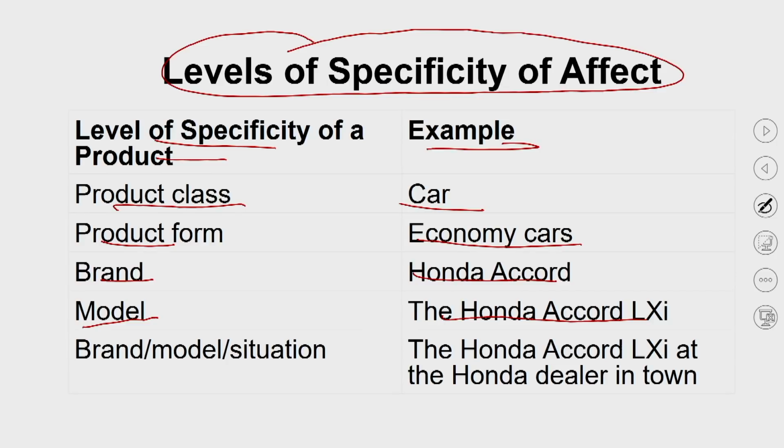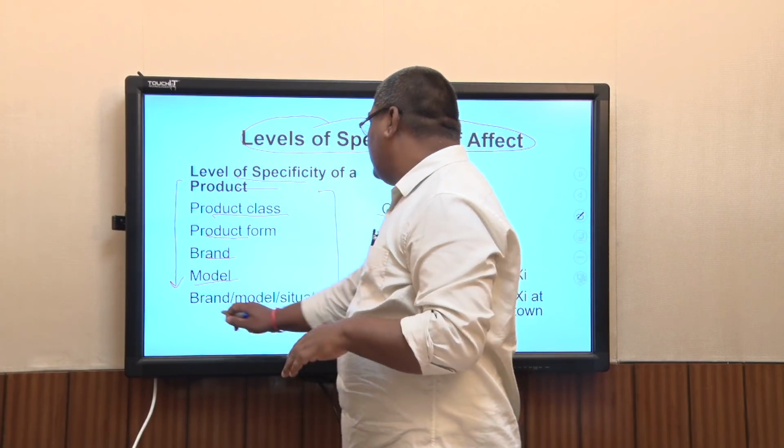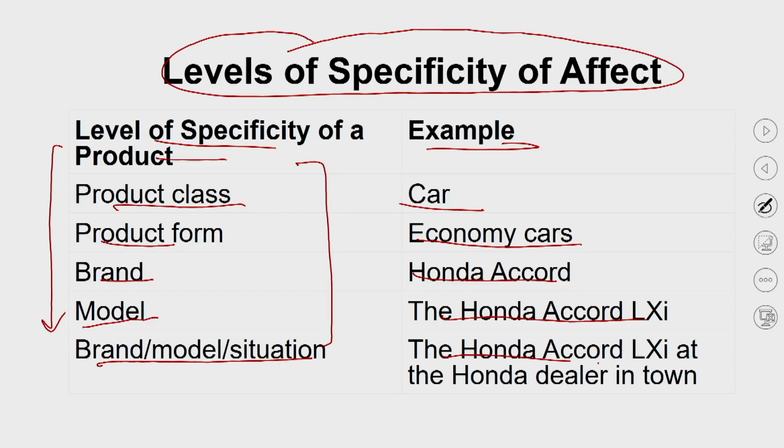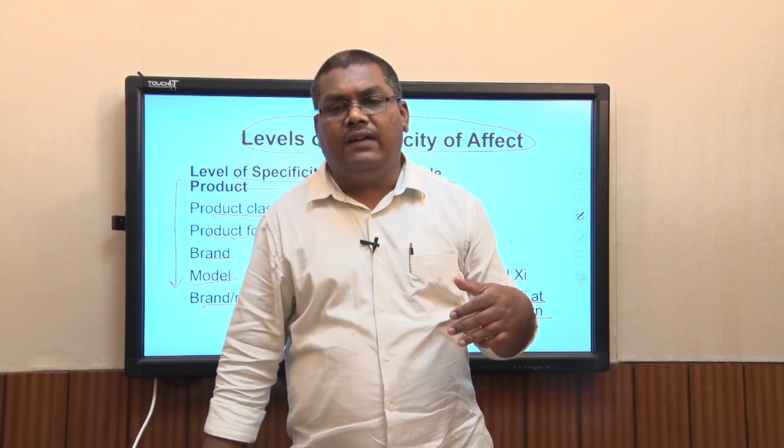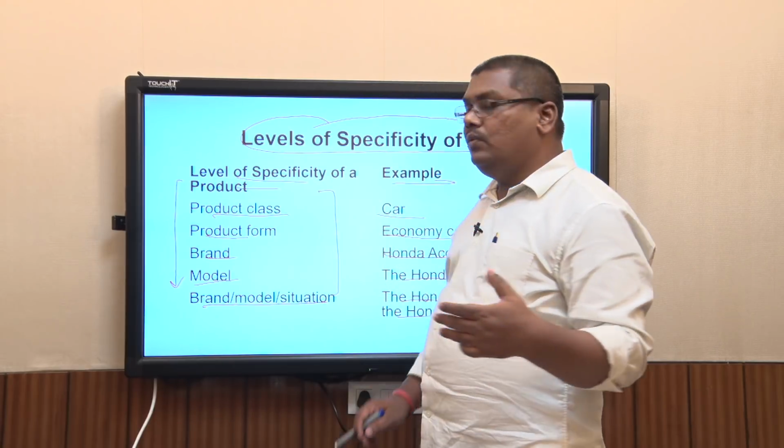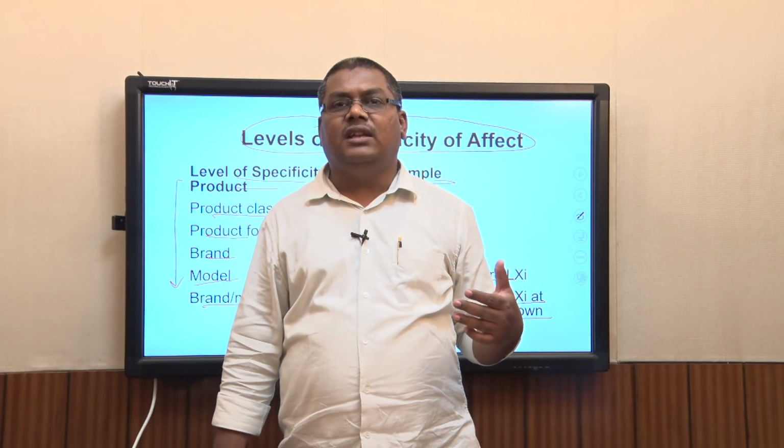And so these are the levels of specification, because it may so happen that your effect may change in any of these forms. So this is the level of specificity. You might feel good about Patanjali, but you might not feel good about one of its products. Let's say Patanjali ghee I don't like, but Patanjali I like, and that's what I'm trying to tell you here. And so at the level of brand model situation also, the Honda Accord LXi at the Honda dealer in the town, you might not like it. So it could also be at the place where it is being sold. That can also have an effect, or that can also have something to do with the specificity of the effect that you are dealing with.